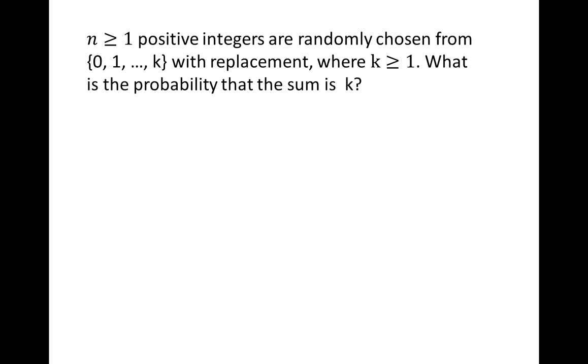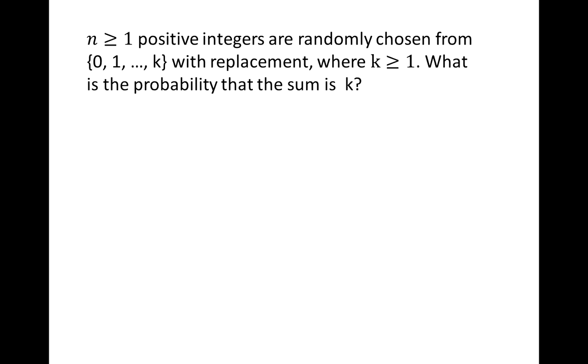We now use another example to show how to find a good and right representation when doing the counting. Suppose n positive integers are randomly chosen from 0, 1 until k with replacement, while n and k are greater than or equal to 1. What is the probability that the sum of the n integers is k?